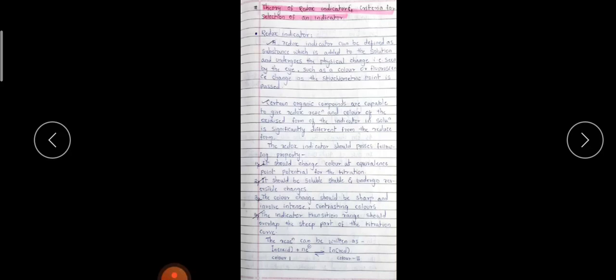Please explain the theory behind the redox indicator, and how they are useful to indicate the equivalence point. Likewise the question will be there. The two examples that we have seen are diphenylamine and the ferroin indicator. These two indicators you have to remember.